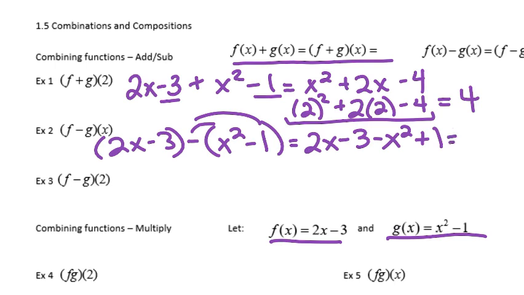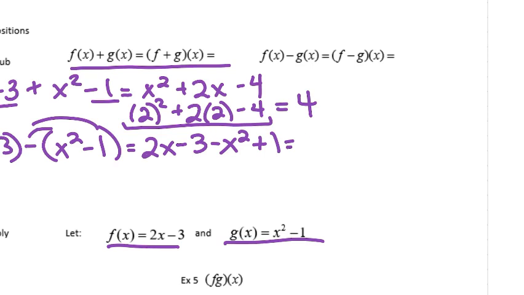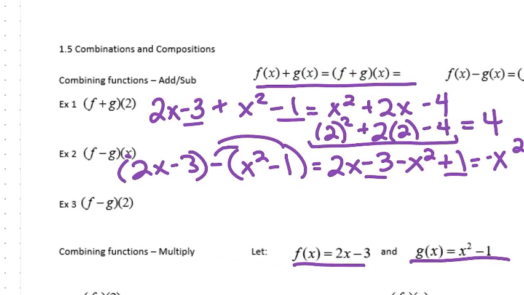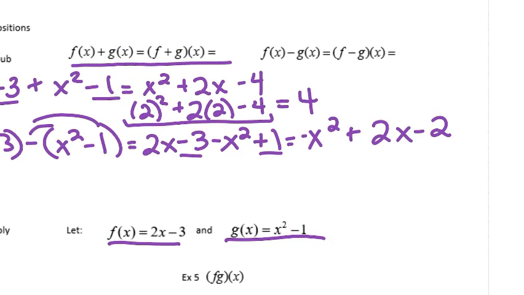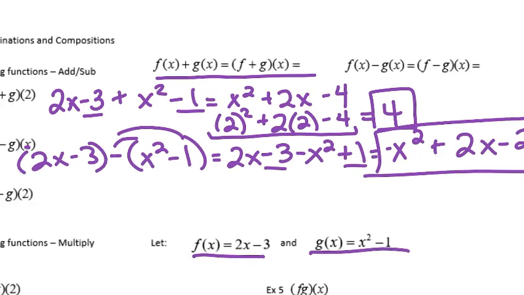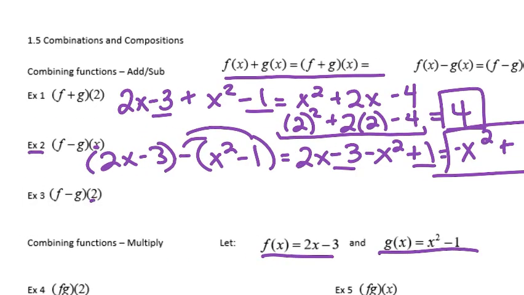So then I'm going to simplify that, and that would be negative x squared plus 2x minus 2, because if you combine those two. Okay, so we do need to now substitute in. So that was just with the x. So we're done with example 2. That is with just x. That was that first one. So then the last one here is we're subbing in 2.